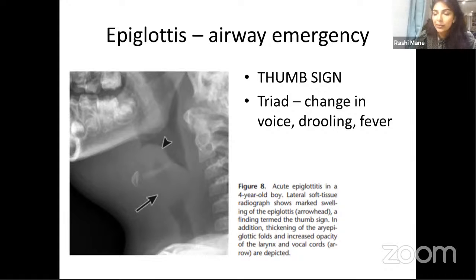So like I said, epiglottitis is usually in younger children, and that's when it's fatal, because their airways are already as narrow as they usually are. So you need to make sure that you do an F&E.